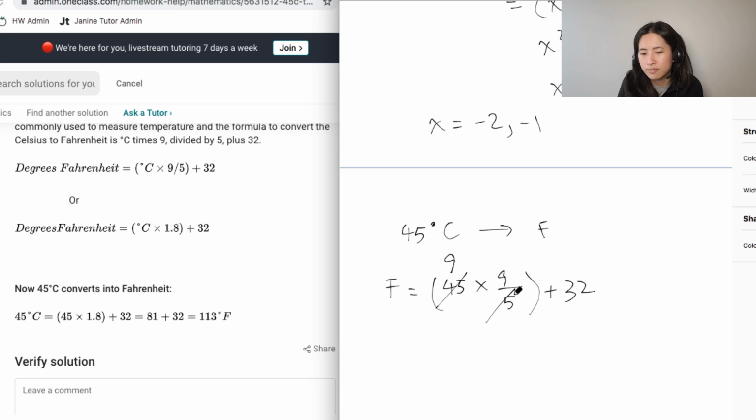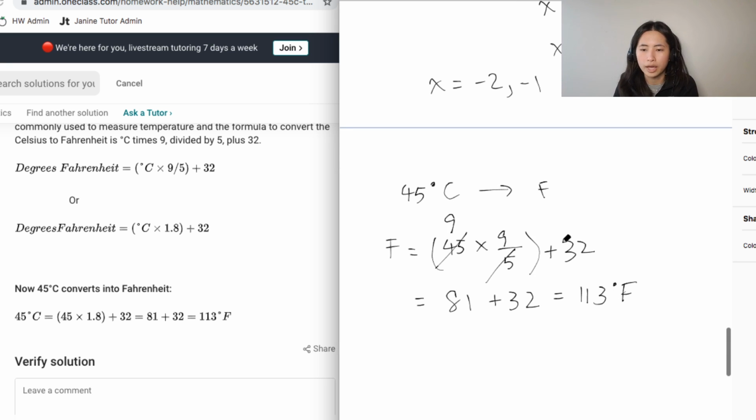Because 45 divided by 5 is going to be 9, so 9 times 9 is going to be 81, and this is plus 32, right? So you're going to see that this is 113 degrees Fahrenheit. And they're supposed to be degrees Fahrenheit. Okay, great. So that's why your final answer is 113 degrees Fahrenheit.